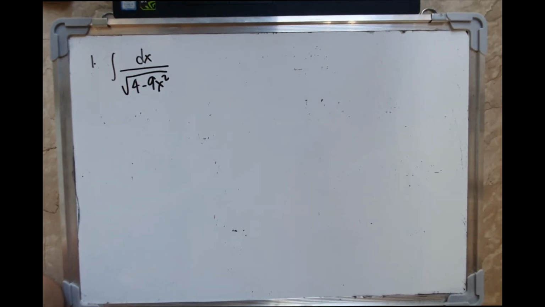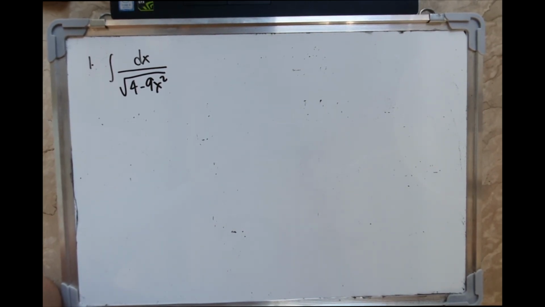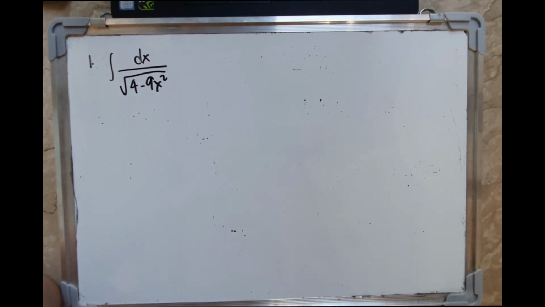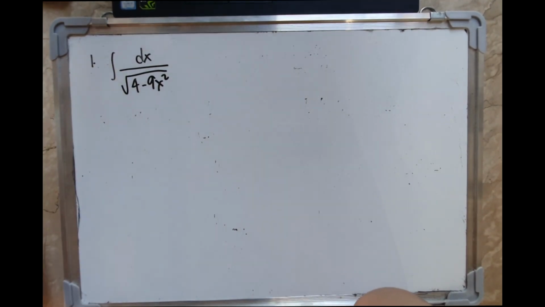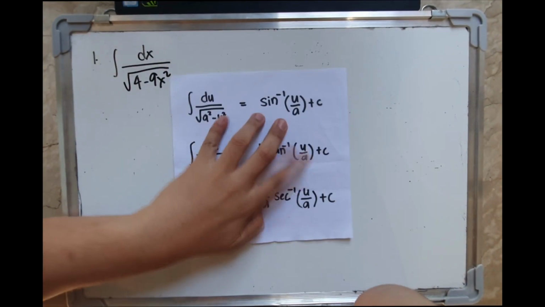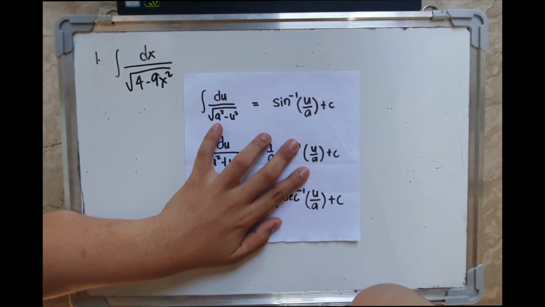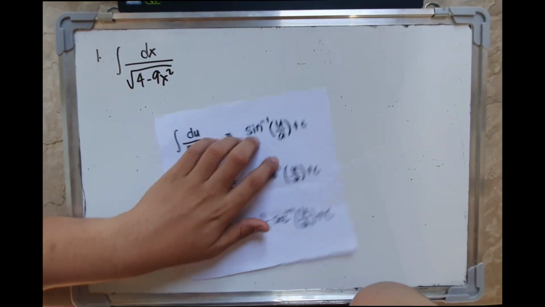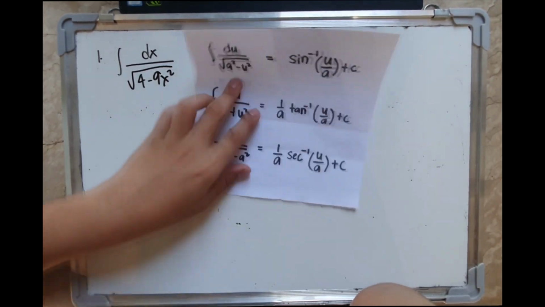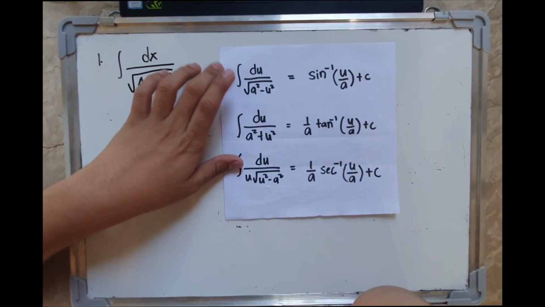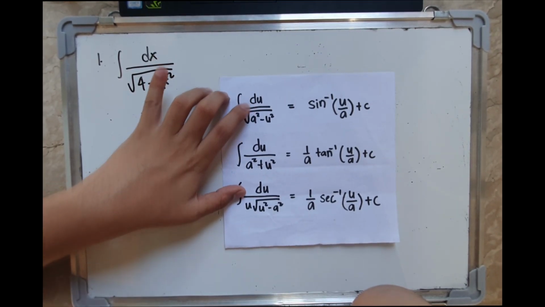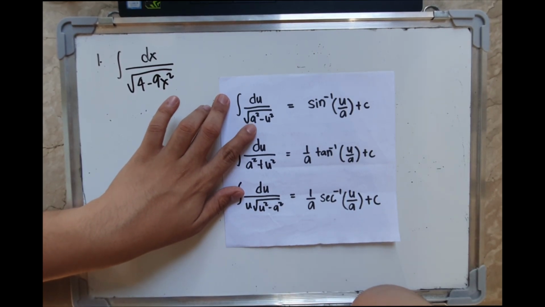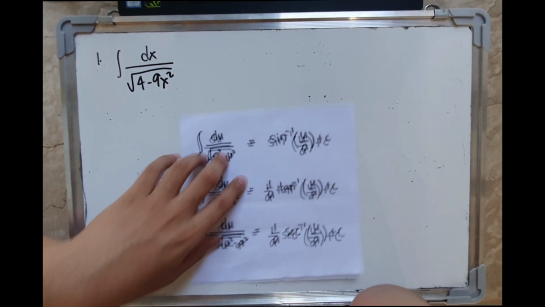Okay, let's evaluate example number 1, the integral of dx over the square root of 4 minus 9x squared. Okay, so what shall we do? We already have the formula. Okay, so this one is found in the arcsine formula. A du in the numerator, so we will be finding a squared and then u squared.